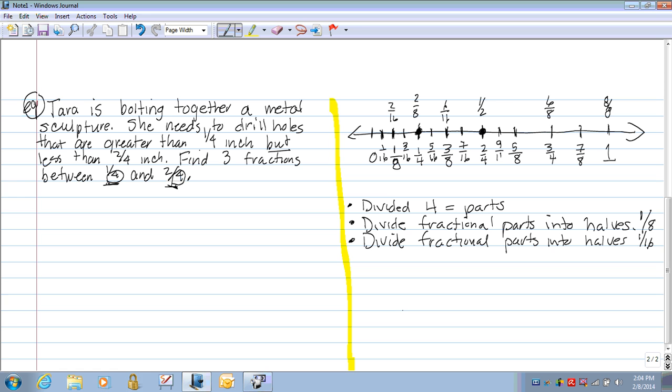And we have 9/16, 10/16, 11/16, 12/16 has the same value of 6/8 or 3/4. This would be 13/16, 14/16, 15/16, and 16/16 is the same value as 1 whole. Push pause. We go back to our number line.